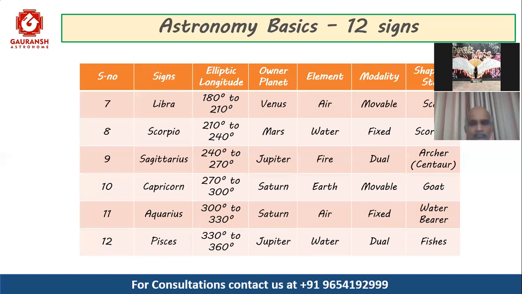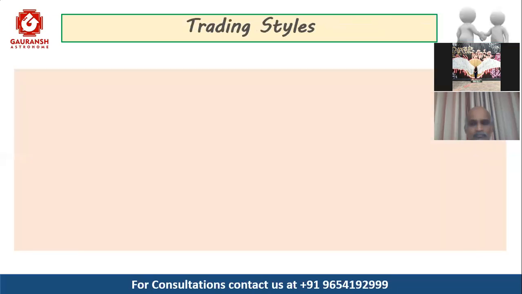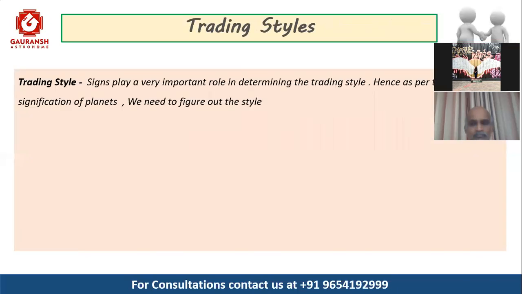And the last sign of the zodiac, which is Pisces, ranges from 330 degrees to 360 degrees. Owner is Jupiter and modality is dual. Now, the signs basically provide an environment.